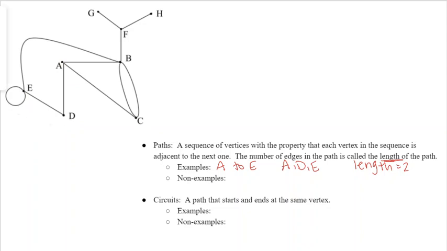Now, an example that is not a path. Okay, if we are looking at B to G, BG is not a path. But BFG is.